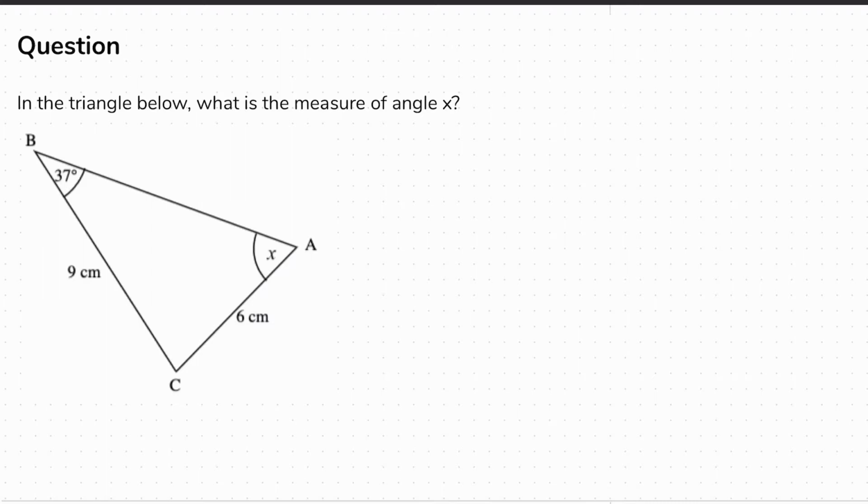Now the sine rule states that sine of A over a is equal to sine of B over b, which is equal to sine of C over c. That's great, but what is A? What is B and what is C?